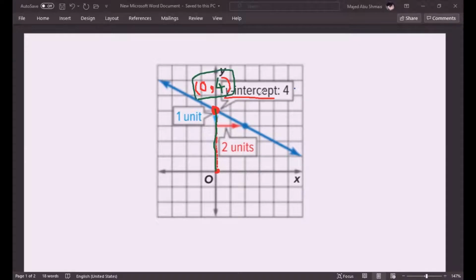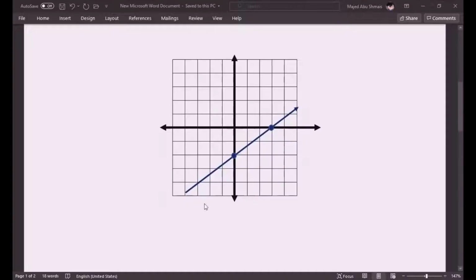Or we can write instantly that the y-intercept equals 4. The y-intercept equals 4, and the coordinate for this point is 0 for x and 4 for y. Okay, let's move on to another example. Let's take this example here.